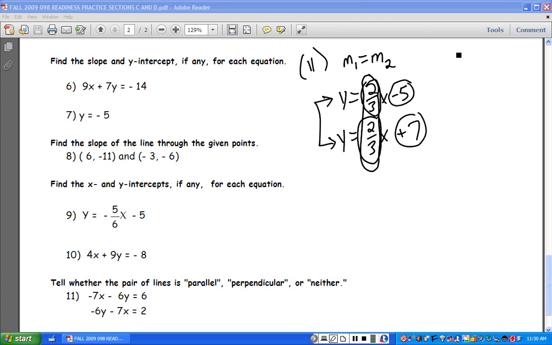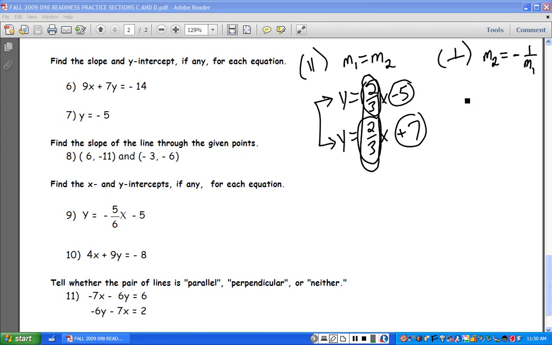Now, perpendicular on the other hand, which is like an upside down T, is saying two lines are crossing to form a right angle or a 90-degree angle. It's saying that my second slope is going to be the negative inverse of my first slope. Okay, sounds complicated, but really all it means is I'm going to flip and change the sign.